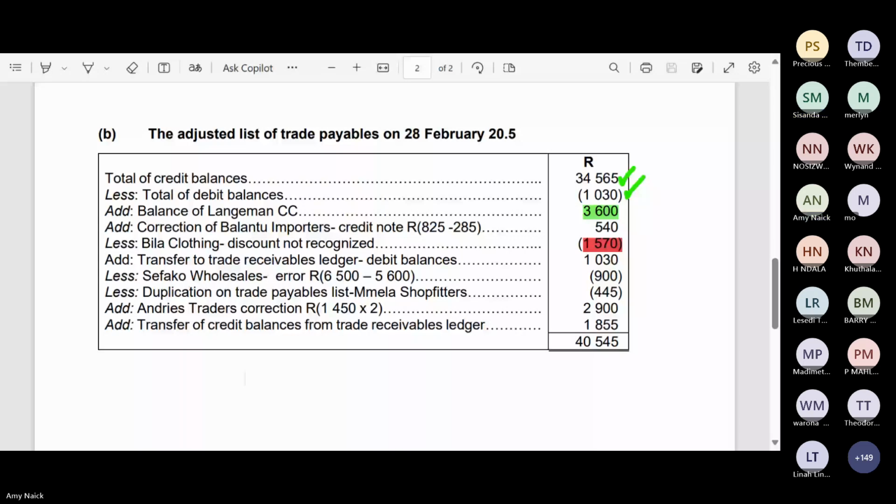So again, we had a creditor. Basically, we recorded it incorrectly and we reduced his outstanding balance by more than we should have. He had a credit note due to him, but instead of only reducing it by 285 Rand, we reduced it by 825 Rand, which means we reduced his balance by too much. To correct that, we're going to add, so effectively credit, that balance. That's the 540 you're seeing there. So that's basically increasing the balance.